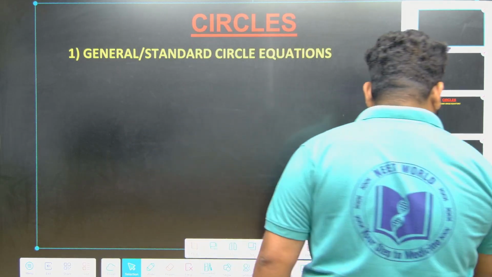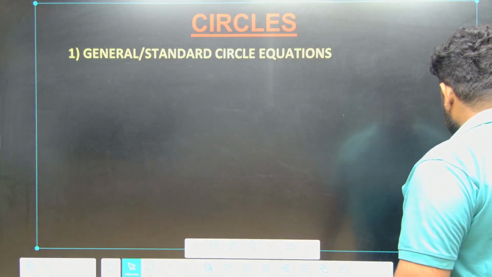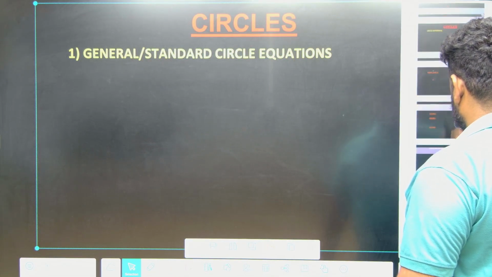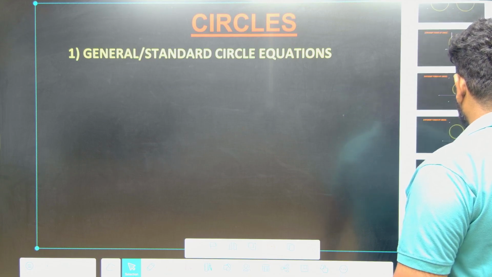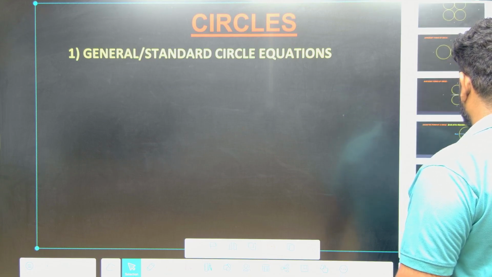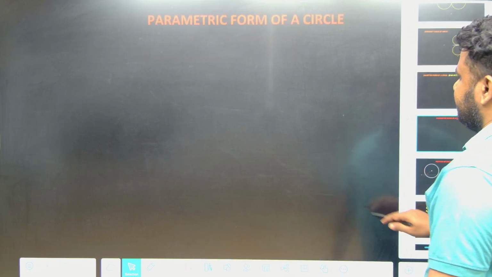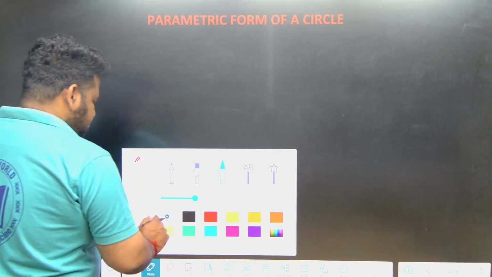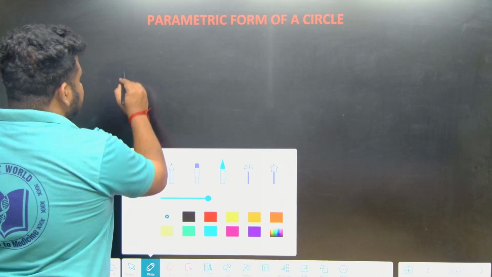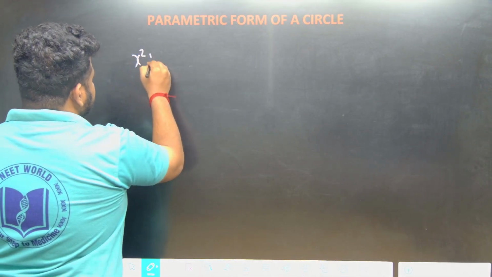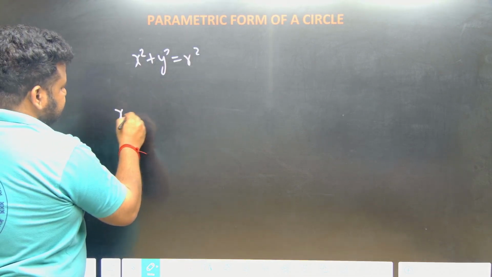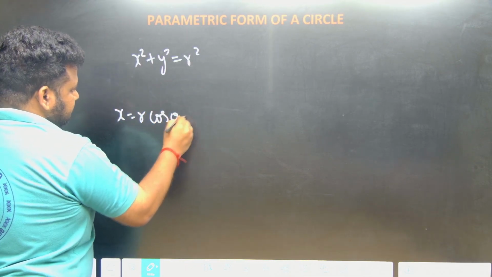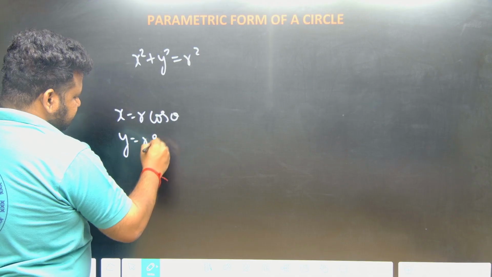And we also discussed, very importantly, the various notations of the circle. The last thing that we discussed in the previous class was the parametric form of the circle. So what did I say when it comes to parametric form? I said that if it is given x square plus y square is equal to r square, then the parametric form of the circle is given by x is equal to r cos theta, y is equal to r sin theta.